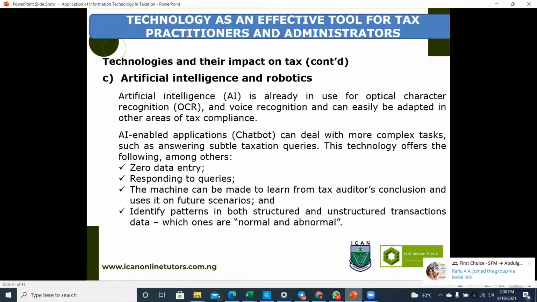So this has been designed. Once you log into the portal, a message will pop up asking for your detail, your name, and your request. So the chatbots can deal with more complex tasks, such as answering subtle taxation queries. This technology offers the following, among others: zero data entry, responding to queries. The machine can be made to learn from tax auditors' conclusion and uses it on future scenarios and identify patterns in both structured and unstructured transactions, which ones are normal and abnormal.